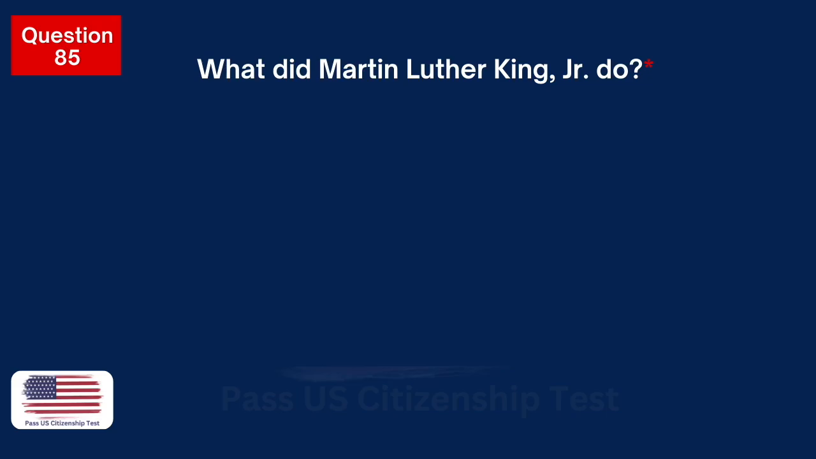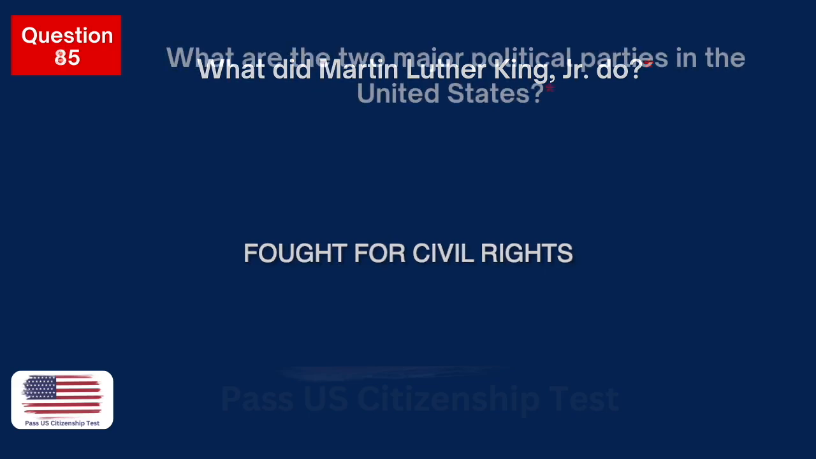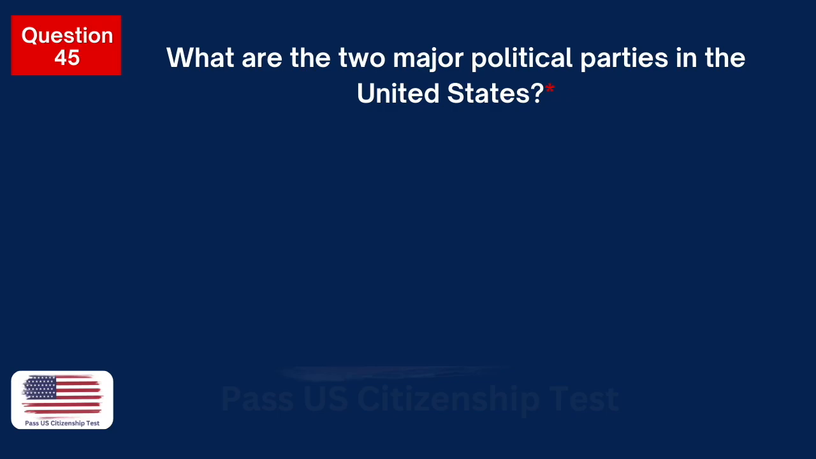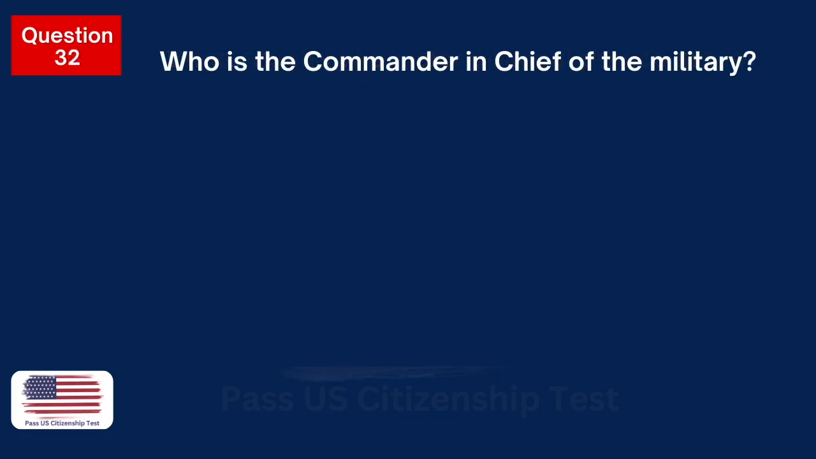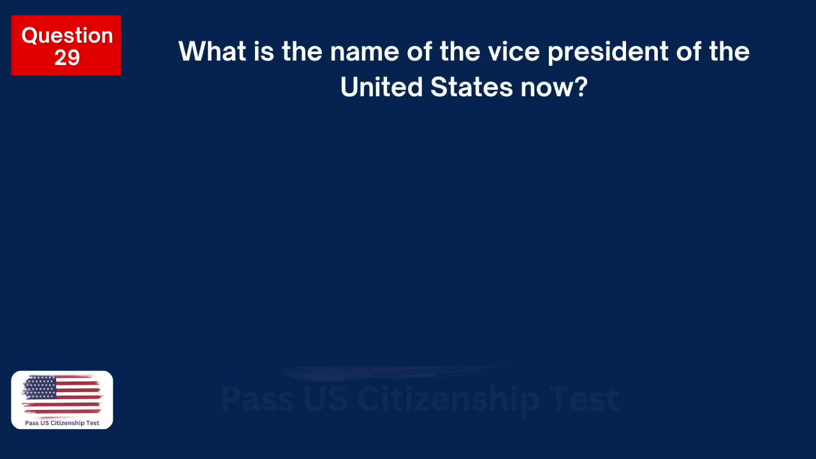What did Martin Luther King Jr. do? Fought for civil rights. What are the two major political parties in the United States? Democratic and Republican. Who is the Commander-in-Chief of the military? The President. What is the name of the Vice President of the United States now? J.D. Vance.